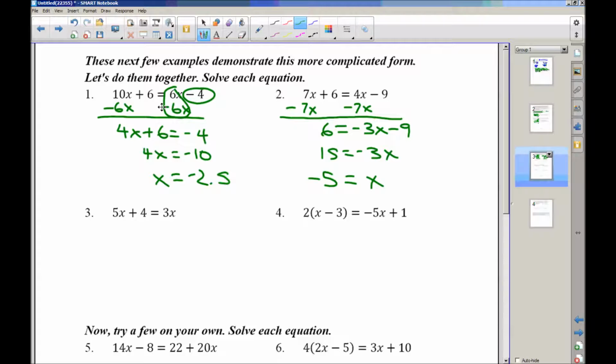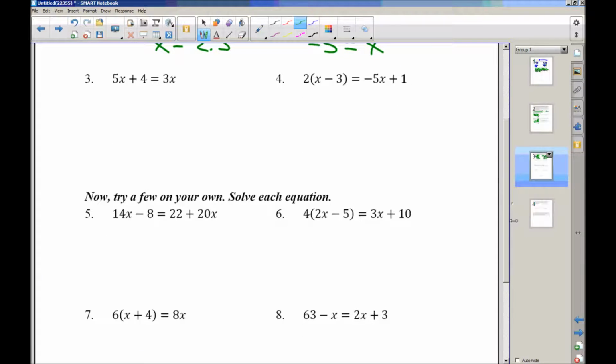Number 3 is a bit different. Notice on the right side, we have only an x term. When that happens, it's much easier to move all of the x's to that side. When you're done, you're going to get a one-step equation remaining. So then I would divide both sides by negative 2 to get negative 2. Be a very quick problem.